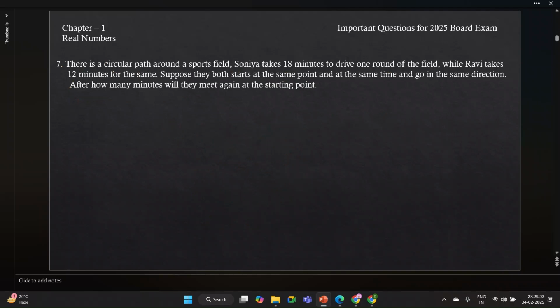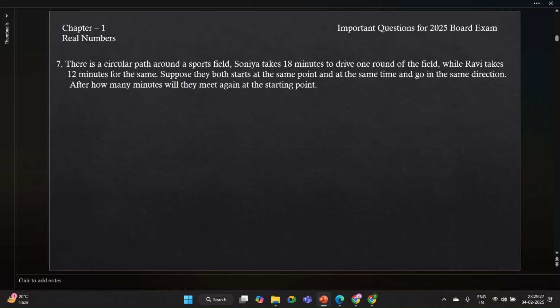There is a circular path around a sports field. Sonia takes 18 minutes to drive one round of the field, while Ravi takes 12 minutes for the same. Suppose they both start at the same point and at the same time and go in the same direction. After how many minutes will they meet again at the starting point?